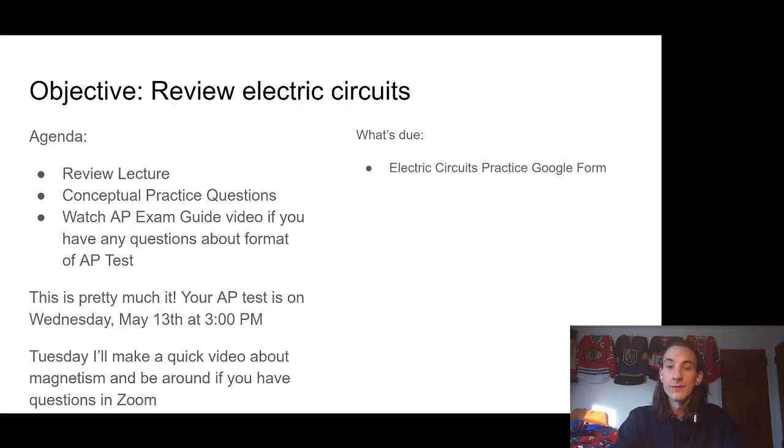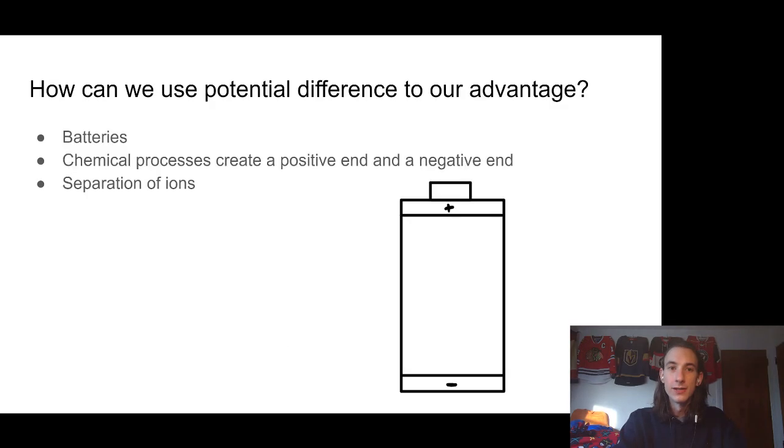So this is pretty much it for us, which is crazy. The AP test is going to be on Wednesday, May 13th. We'll have a little magnetism review on Tuesday maybe. I'll be around on Tuesday to answer any last minute questions via Zoom. And yeah, so we're going to get into it.